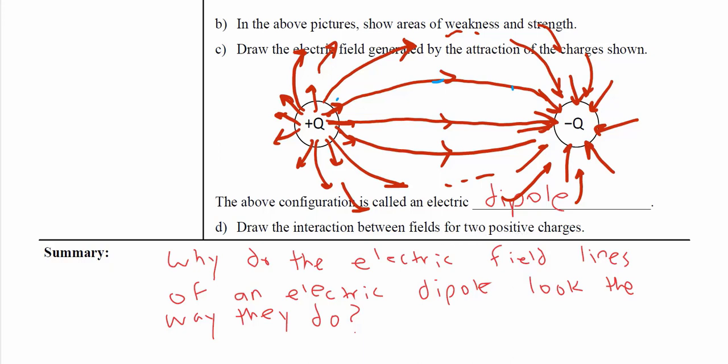Now, draw the interaction between two positive charges. We'll do that in the next example. But take a moment to consider this summary. Why do the electric field lines of an electric dipole look the way they do? Hint, consider the fact that the charges might not be the same.